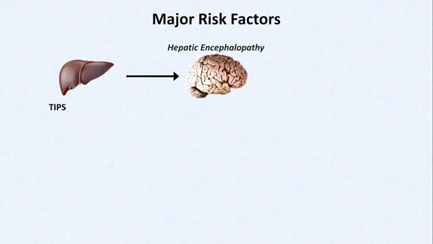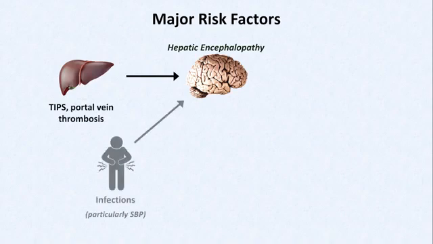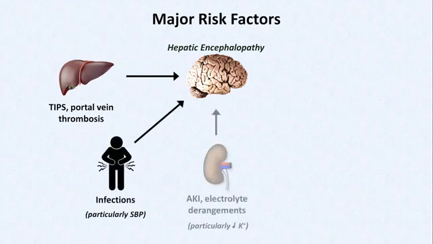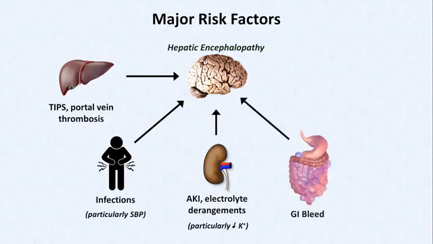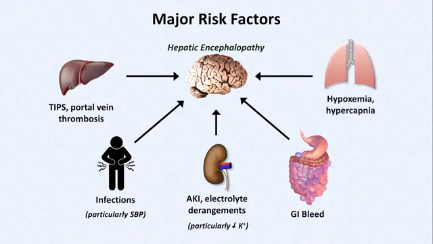Another risk factor that's localized to the liver is portal vein thrombosis for similar reasons. Other risk factors include acute infections, particularly spontaneous bacterial peritonitis, acute kidney injury, and electrolyte derangements, particularly hypokalemia, GI bleeds, in which encephalopathy could be triggered by what amounts to the ingestion of a large protein load, as well as from intravascular volume depletion, and both hypoxemia and hypercapnia.